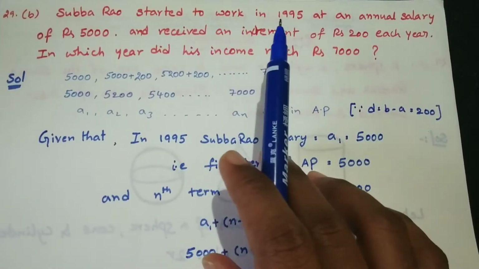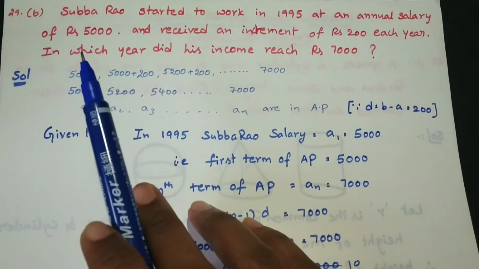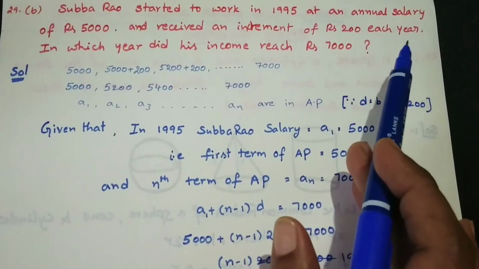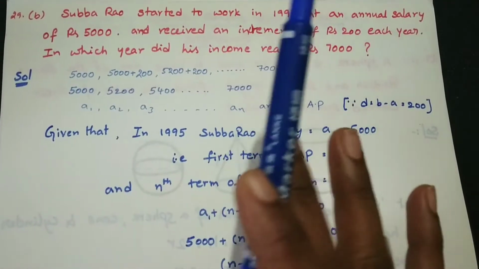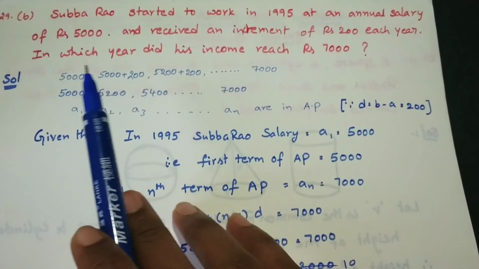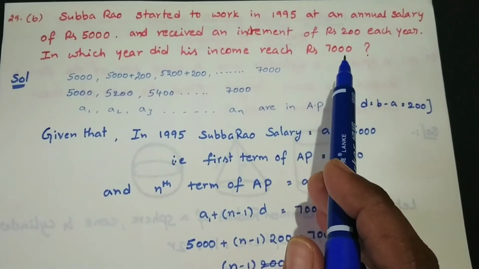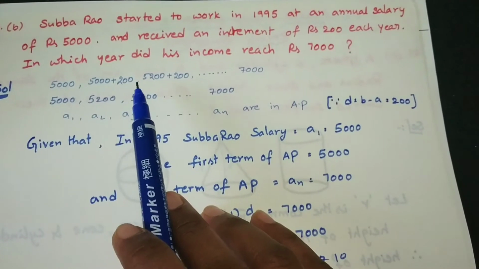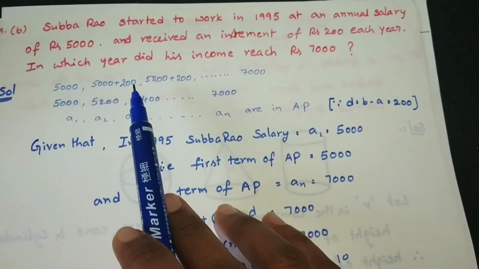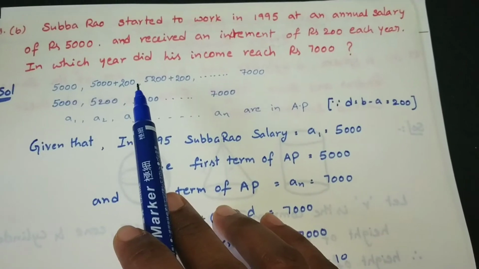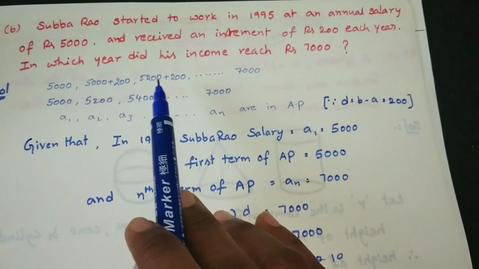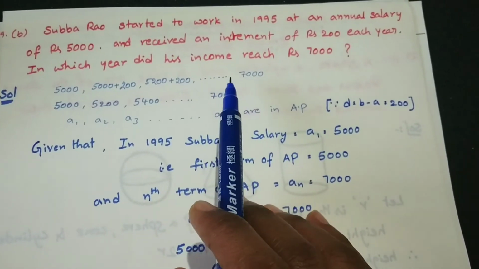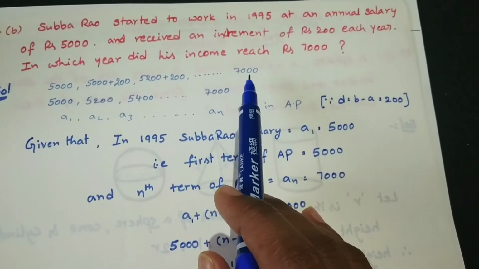29th question B. Subaru started to work in 1995 at an annual salary of 5,000 rupees and received an increment of 200 for each year. Every year he is getting 200 as the increment. In which year did his income reach 7,000 rupees? First his salary is 5,000. Next year 200 will be added to it, so the salary is 5,200. To this 5,200, again next year one more 200 will be added, like this. At how many years will his salary become 7,000 is the question.